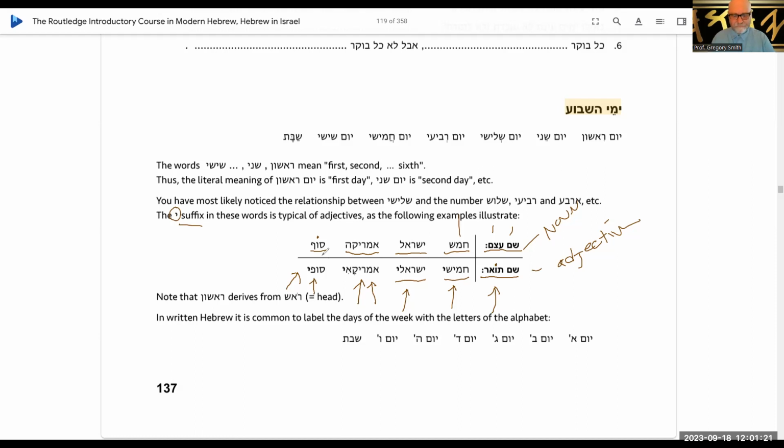Okay, so now notice this here. It says, note that Rosh is derived from Rishon. Now this is pronounced Rishon, I believe.